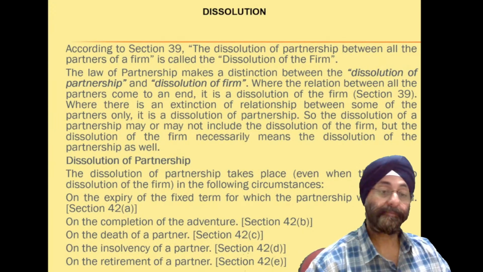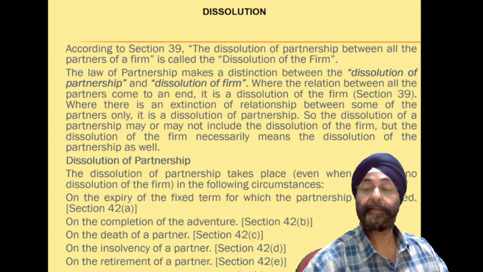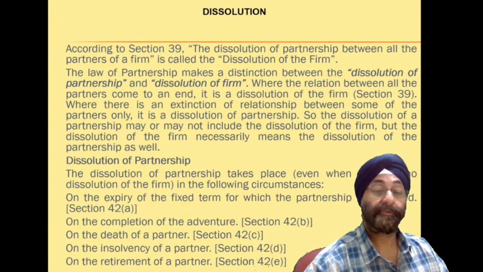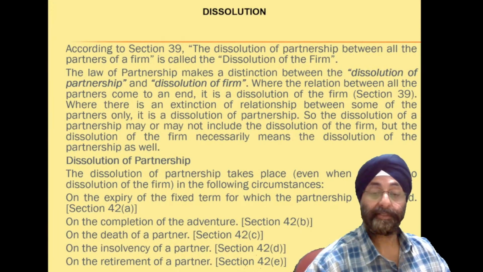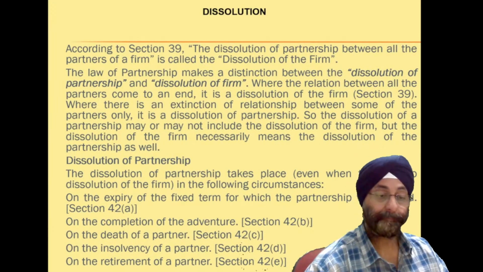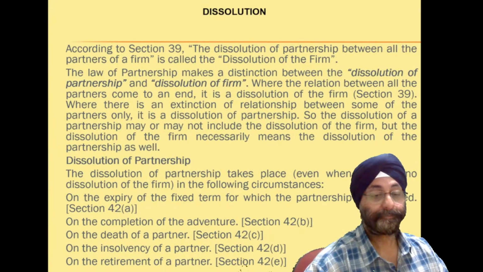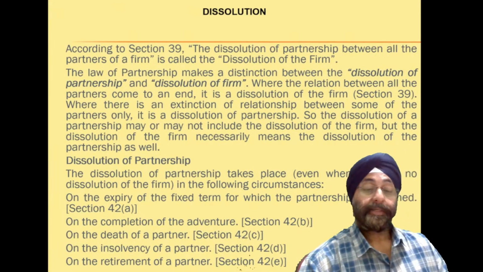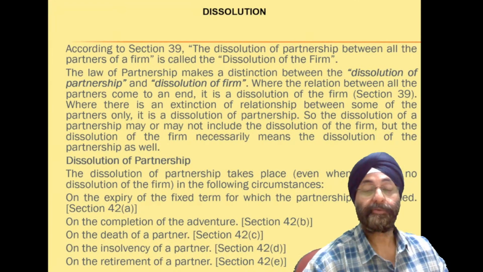Dissolution of a partnership. The dissolution of partnership takes place, even when there is no dissolution of a firm, in the following circumstances. On the expiry of fixed term for which the partnership was formed, section 42A. On the completion of adventure, section 42B. On the death of partner, section 42C. On the insolvency of a partner, section 42D. And on the retirement of a partner, section 42E.